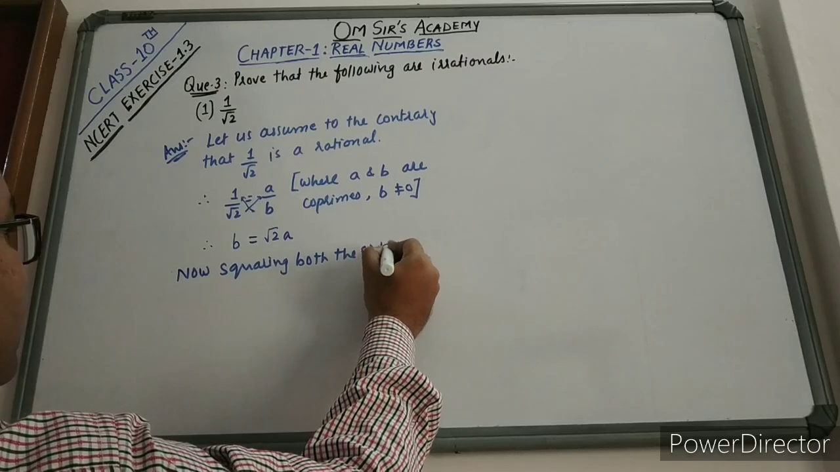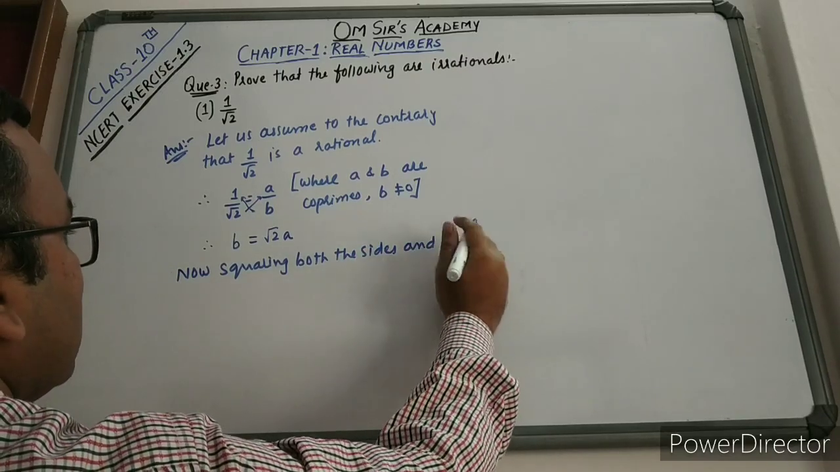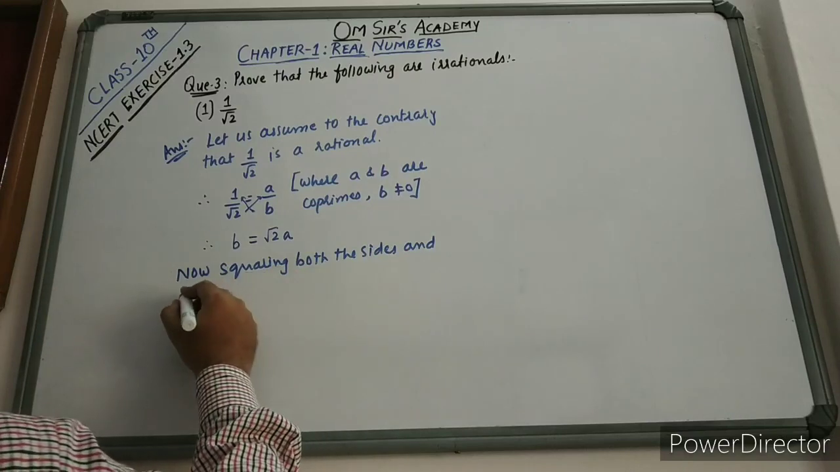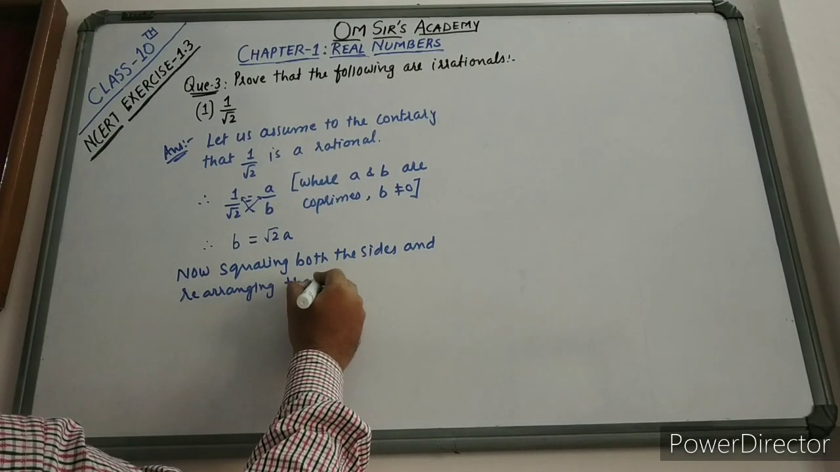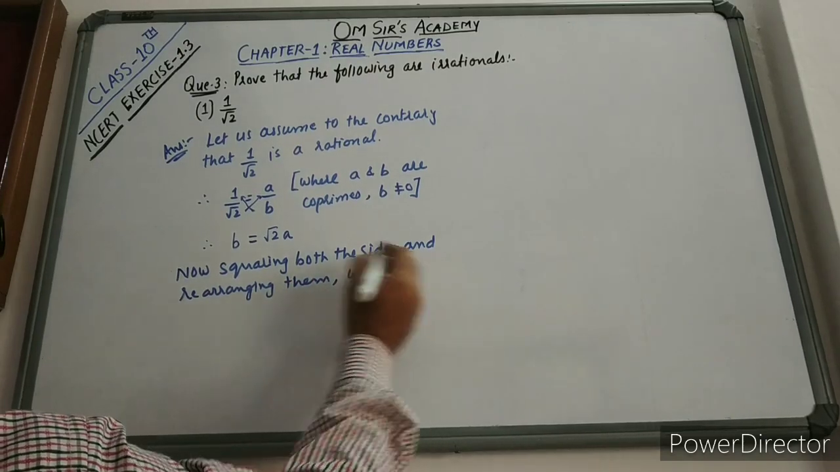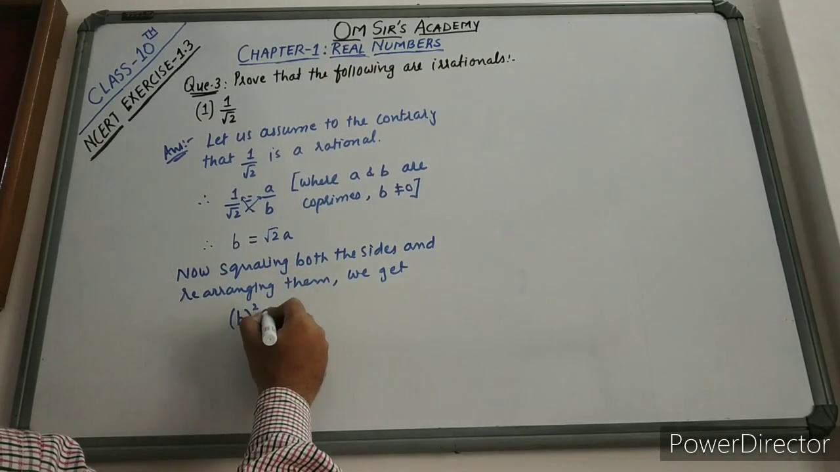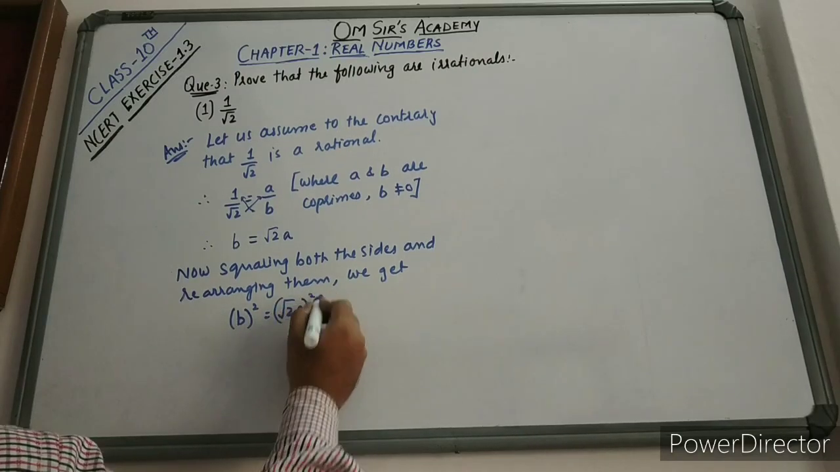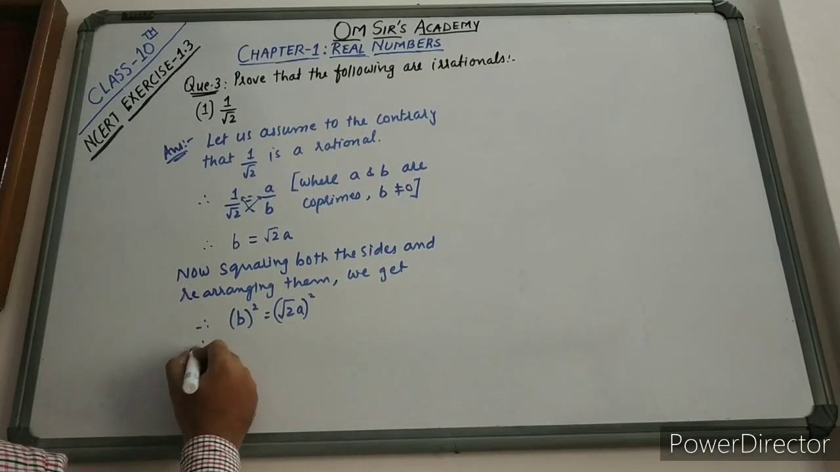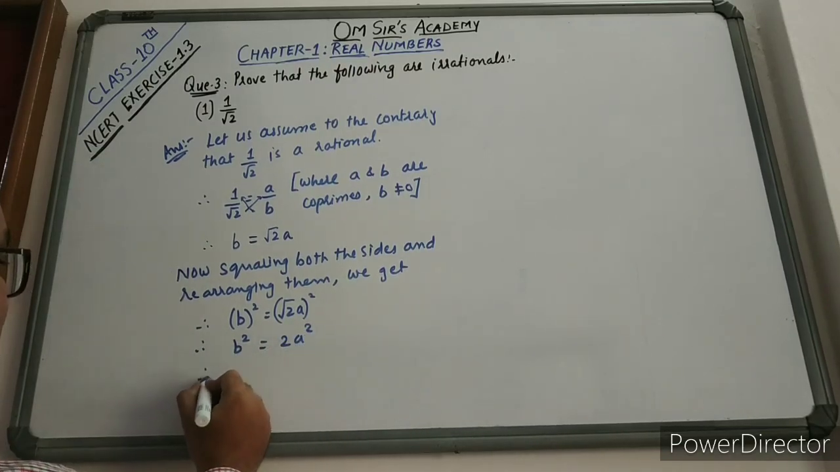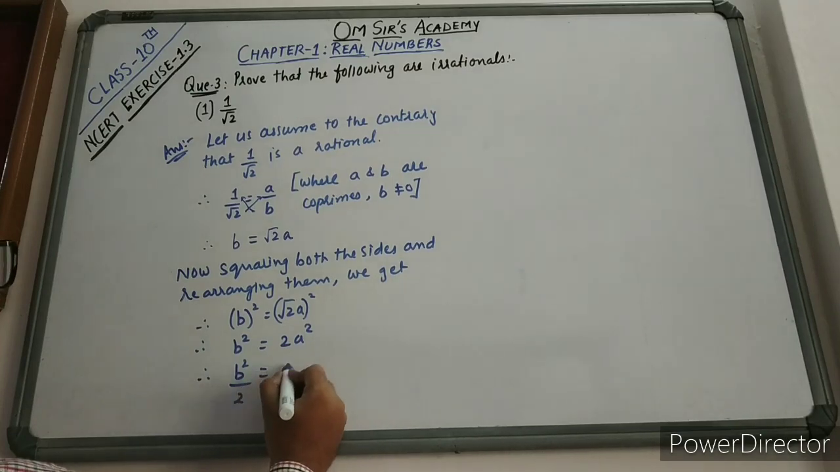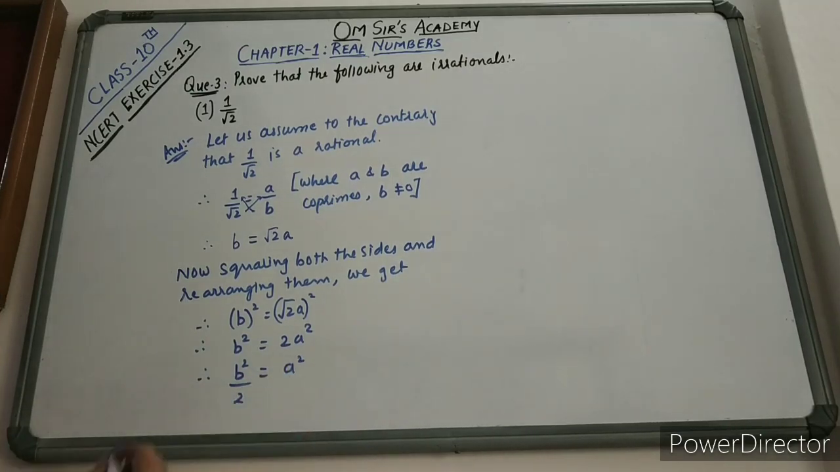and rearranging them, we get, if we square it, b the whole square is root 2a the whole square. Okay, so it will be what? b square is equal to 2a square. Now this 2 will come to this side, so b square divided by 2 is a square. Okay, so therefore 2 divides b square.